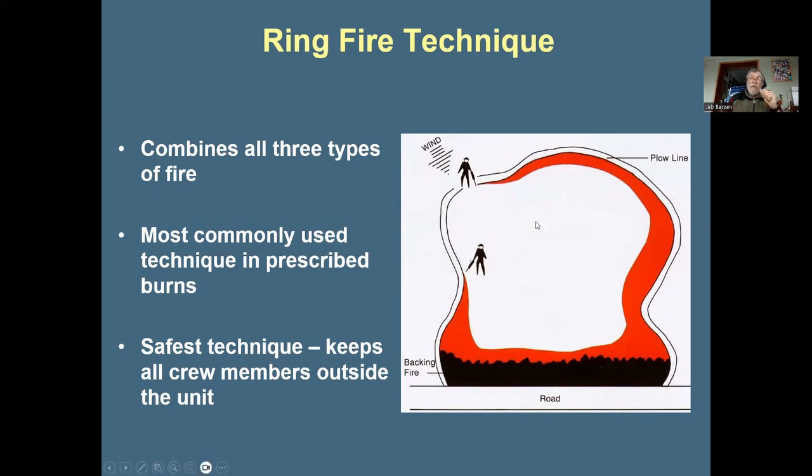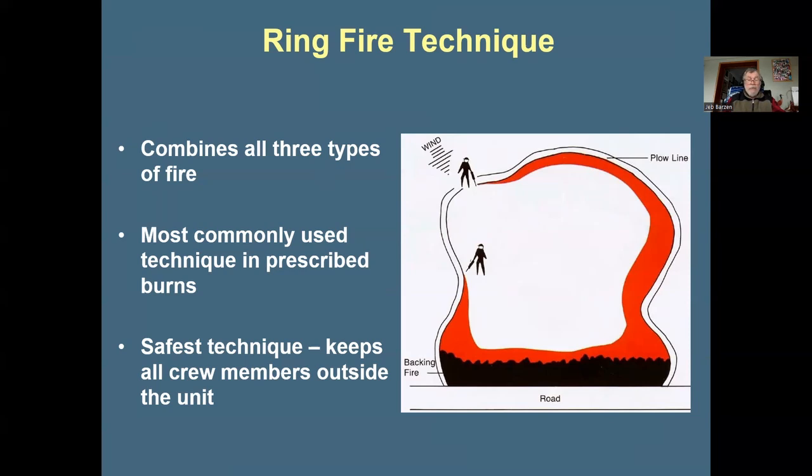And then finally, you're going to light a head fire, and these two torches are going to meet, and the fire is ringed. And that head fire is the most dangerous fire, and yet you have the safest conditions in which to light that most dangerous fire. So again, the ring fire technique combines all three types of fire. It's the most commonly used technique in prescribed burns, but it's not the only technique.